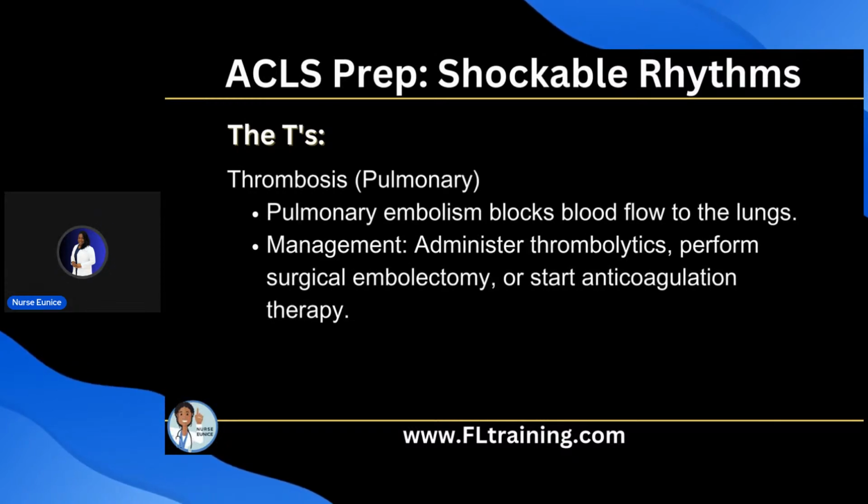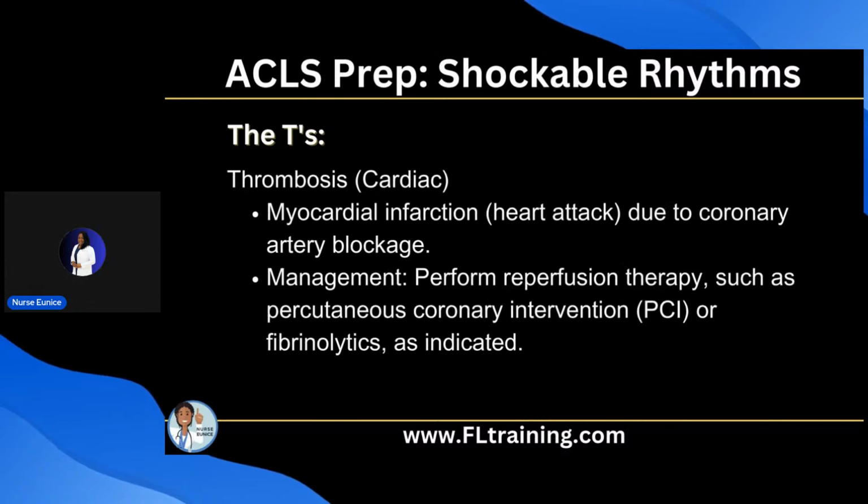Pulmonary thrombosis, a clot that has traveled to the lungs. So a pulmonary embolism blocks blood flow to the lungs. And during the code, there's not much we can do about this, but we're thinking about what caused this person to arrest so that whenever we restore their heart rhythm, we know that we're going to have to administer thrombolytics. That's something that's going to break up the clot, a clot buster. If the doctor needs to go in and perform a surgical embolectomy, that means they're going to remove the embolus. And then we're going to start anticoagulation therapy. More than likely, this patient is going to be on blood thinners for life.